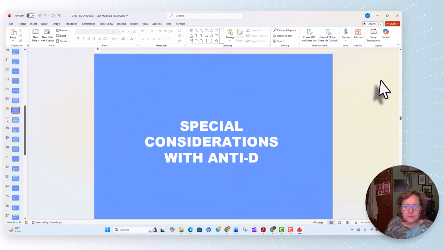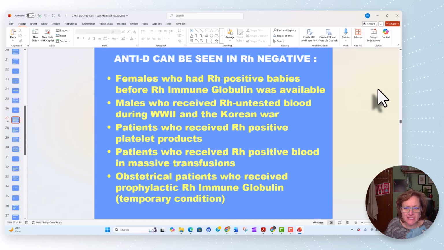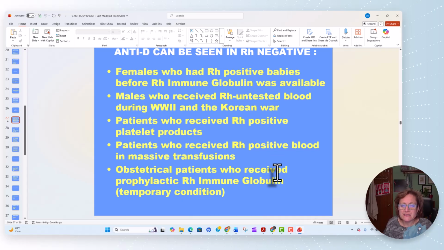Okay, so we got a couple special considerations with anti-D. Anti-D, we see it in Rh negative people who had positive babies before Rh immunoglobulin, males who received Rh untested blood during World War II and the Korean War, patients who received Rh positive platelet products. Sometimes platelets have a few red cells, so they can develop anti-D. Patients who received Rh positive blood in massive transfusions. When we get a massive transfusion, we do the best we can, so sometimes we have to give positive blood. And OB patients who receive prophylactic Rh immunoglobulin, they'll have anti-D temporarily. But these are people that we can see anti-D in.